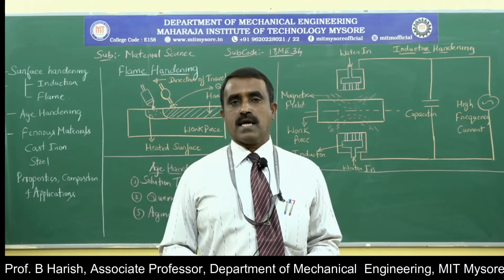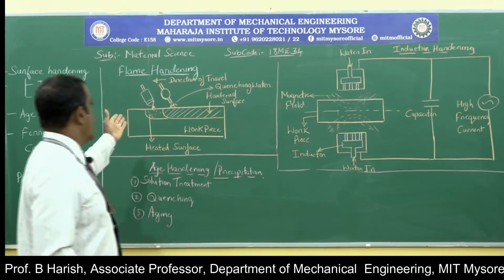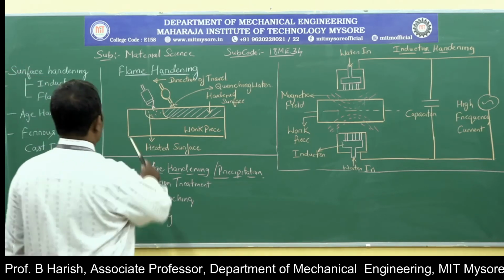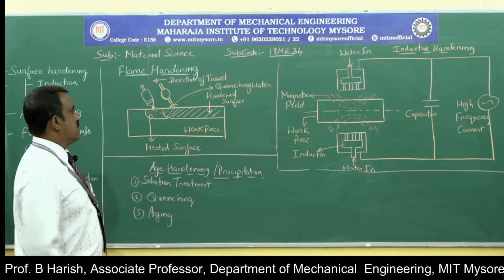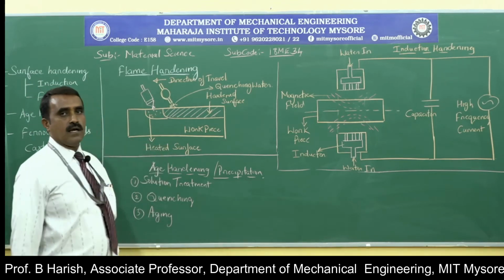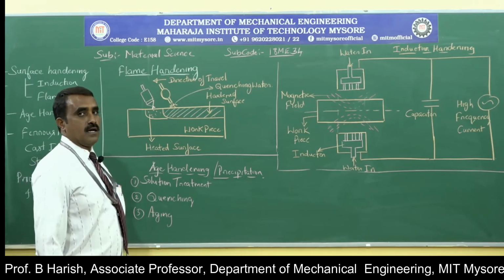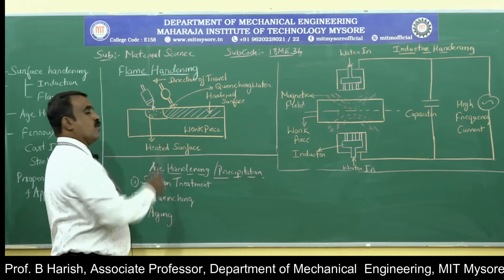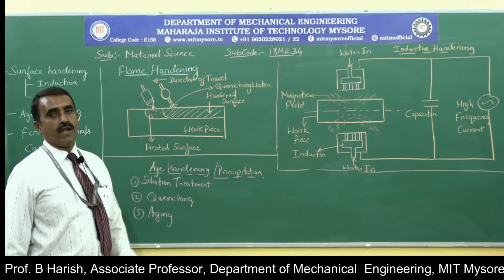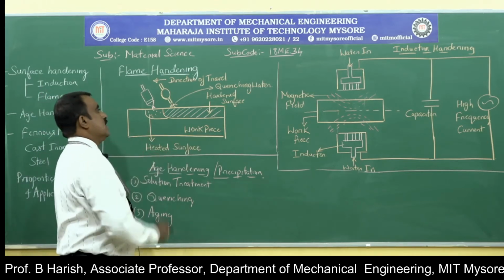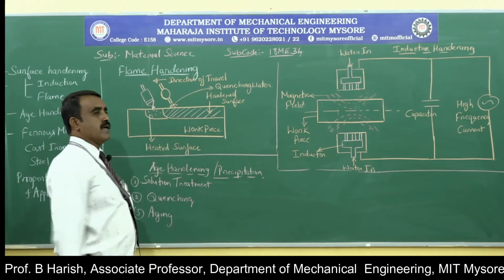How is the process carried out? You can observe the sketch here. In flame hardening, this is the workpiece. This is a tube-like structure where water is fed onto the workpiece, and this is the flame holder. So this is the workpiece, and this is the quenching medium.